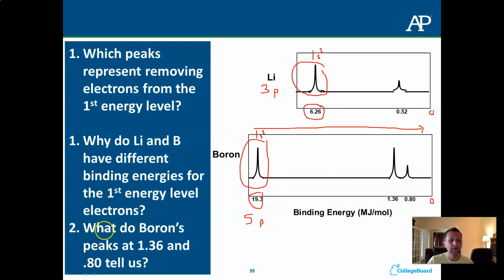Okay, last question. What do boron's peaks at 1.36 and 0.80 tell us? I already went over that. These represent your second level electrons, and since there are 2 peaks within that second level, it represents our subshell. All right, so 2s2, 2p1, good to go.